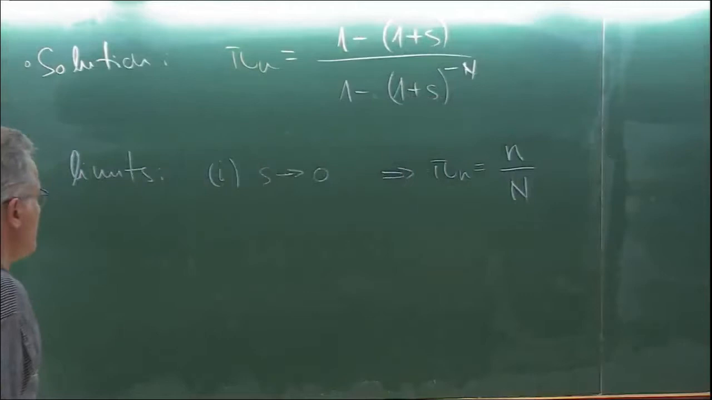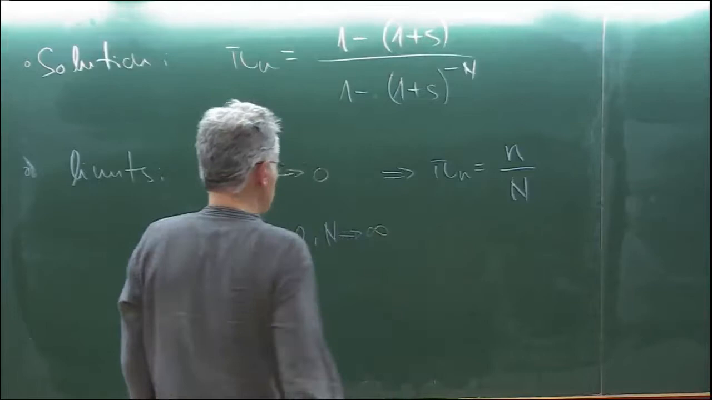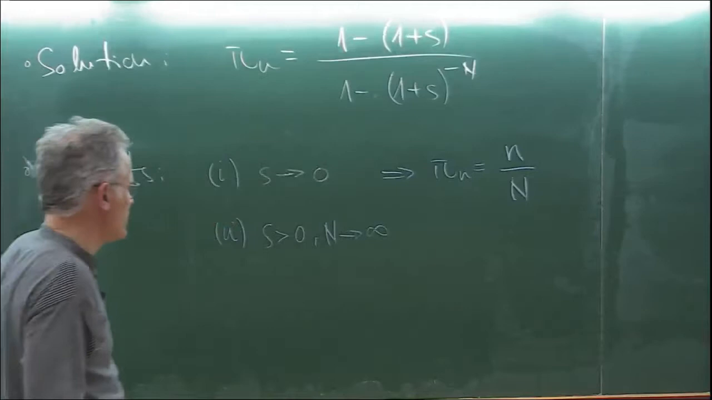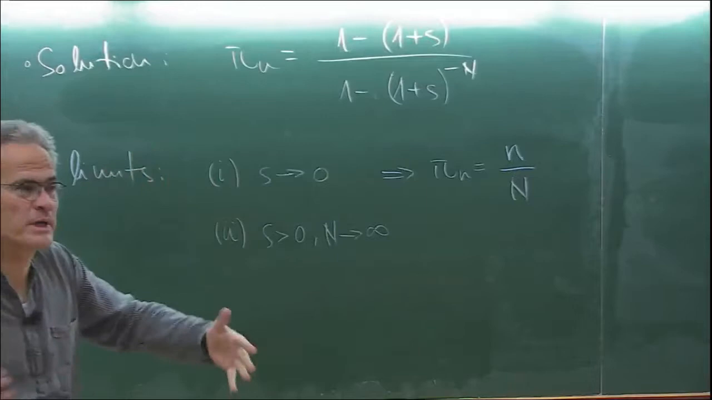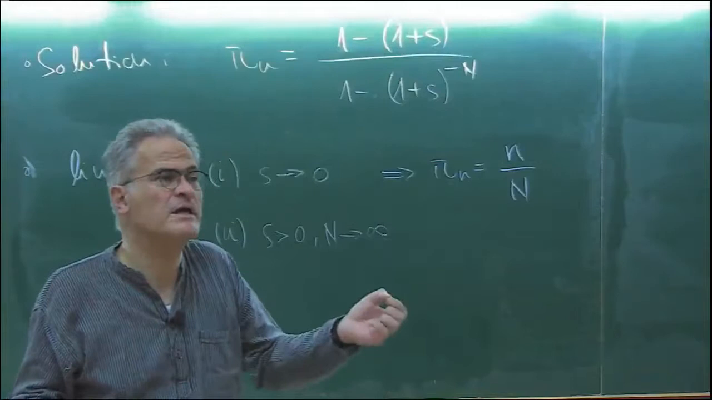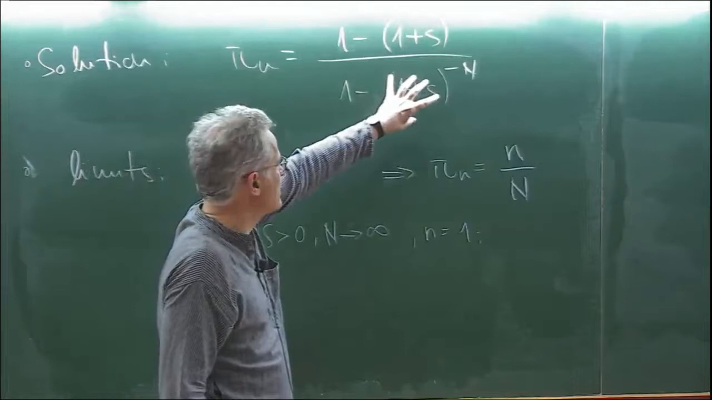Another interesting limit is if we have S positive and we take N to infinity, so we take the population size to infinity. And for concreteness, the case that is most relevant in later discussions, I have initially a single A individual. So the picture would be I have a B population, and at some point through a mutation, a single A individual appears. So this means N equal to 1. Now you see when S is positive, then for N going to infinity, this term simply disappears, and this term up here is left.